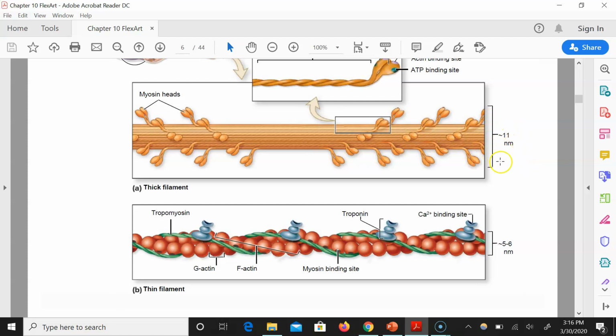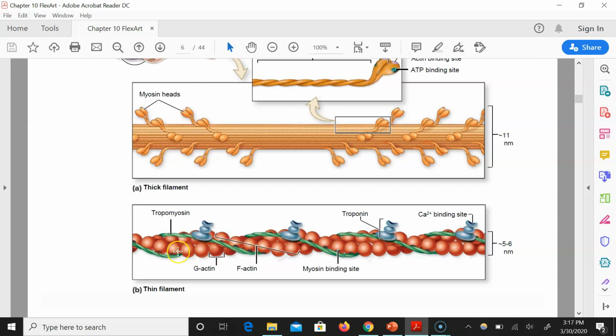Look at that, 11 nanometers. I mean, that's not real thick, but 11 nanometers. Over here, 5 to 6 nanometers, much thinner. Of course, this is the thin filament. The thin filament has 3 proteins that I want you to know about, okay? The 3 proteins are actin, the red one that looks like a ball, strung like a bead of pearls, string of pearls, all along that line.